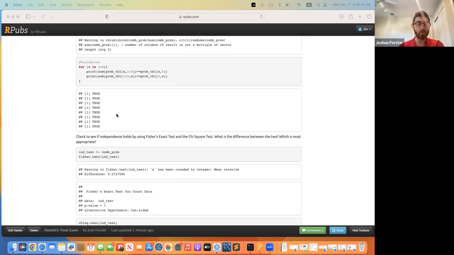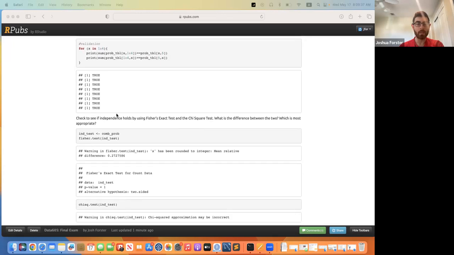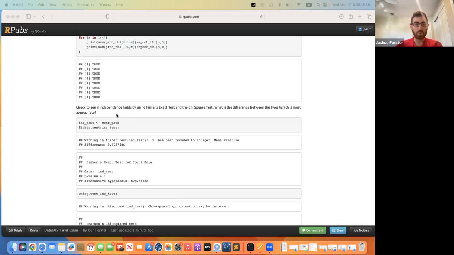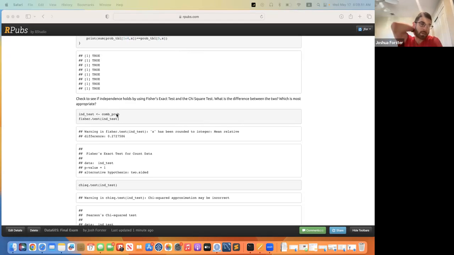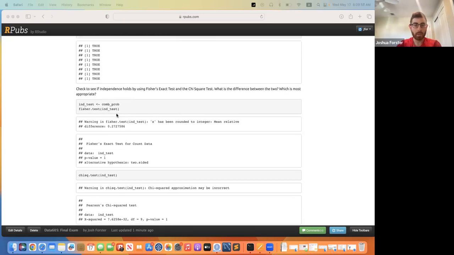You then asked to see if independence held using Fisher's exact test and the chi-square test, and a quick explanation of what the two are. Essentially these two tests are meant to test typically categorical data, in terms of categories, to make sure that they're independent. But you can use the chi-square test to test for independence across distributions as well, and that's why I think it's a more appropriate test in this case.